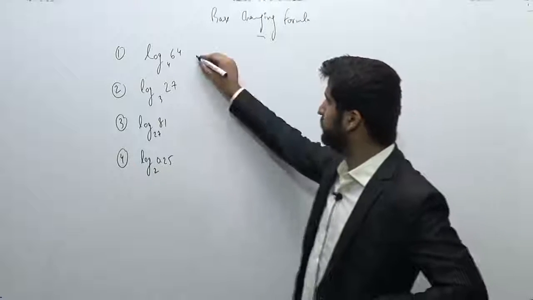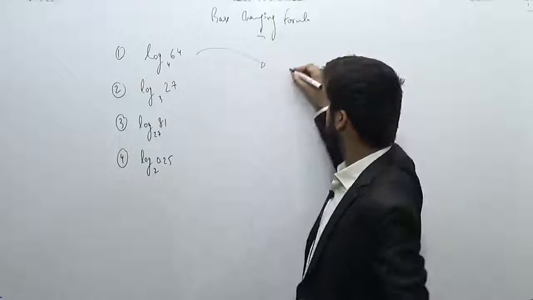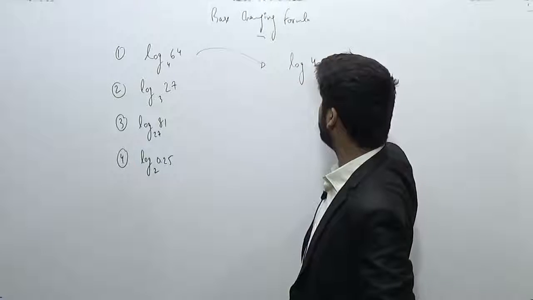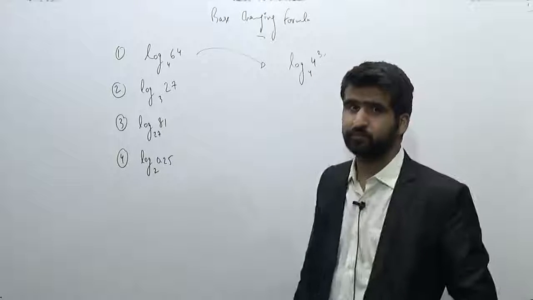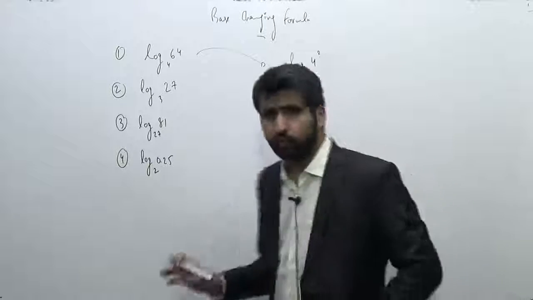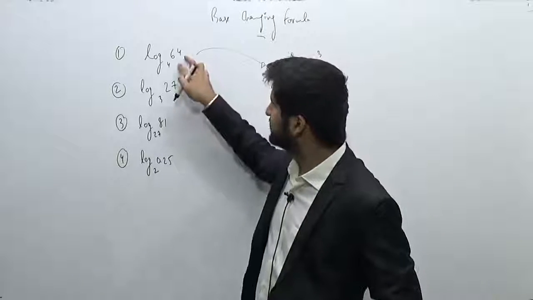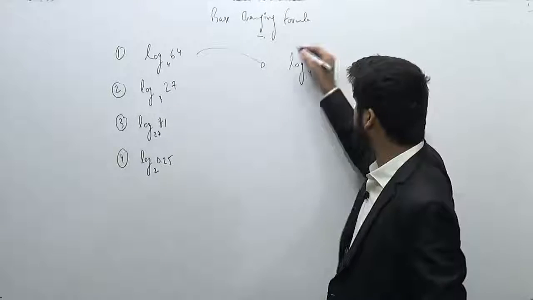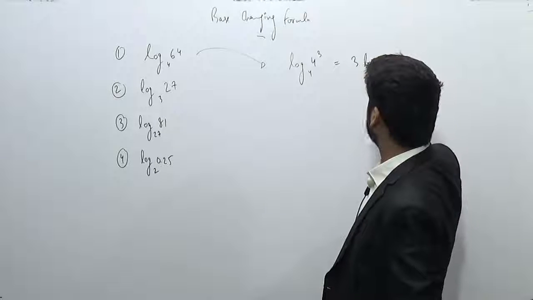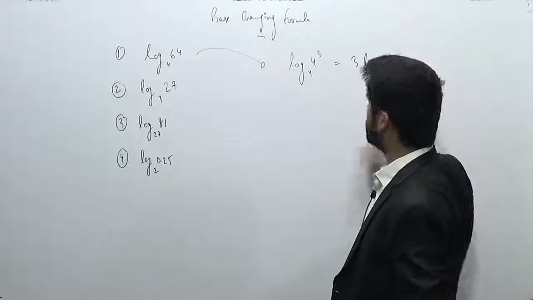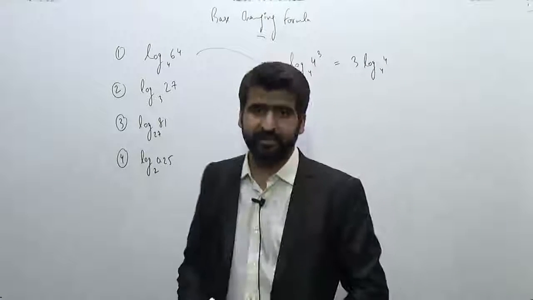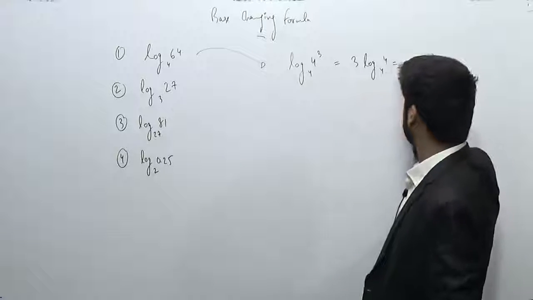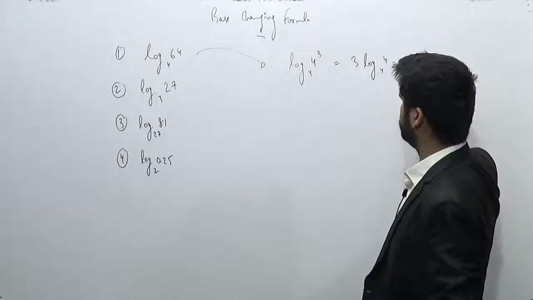So in the first problem you can see that this is nothing but log 4 to the power 3 to the base 4, right? So what we want to do here is introduce the same number in the base and the number, so that we can eliminate this power by writing it as 3 log 4 to the base 4. Now we know that log number to the base the same number is equal to 1. So this is nothing but 3 into 1 is equal to 3.